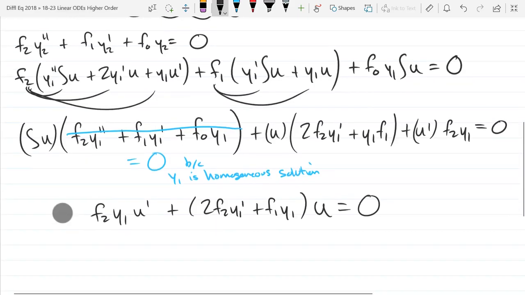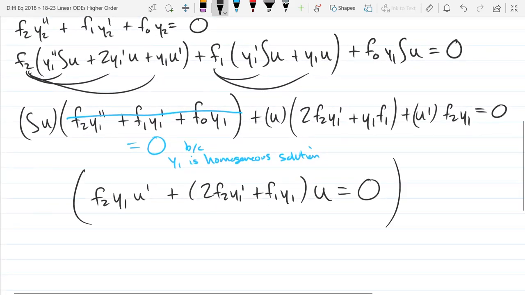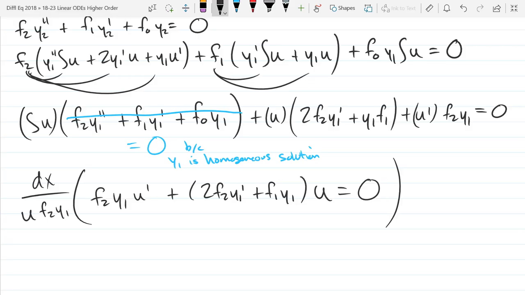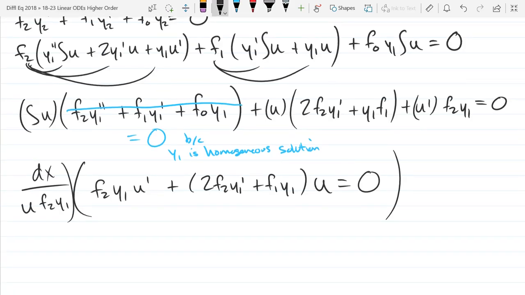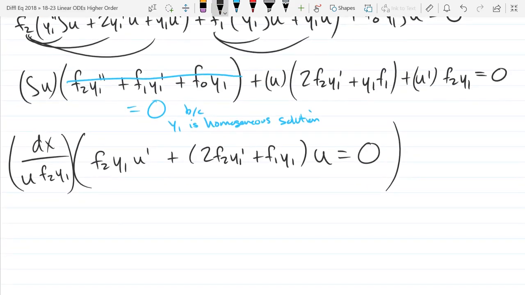We're going to multiply the entire equation by dx over u f2 y1. It won't make sense why we're doing this, we're just going to do it. And then the result will be a lot nicer. So we're going to multiply it all the way through here.